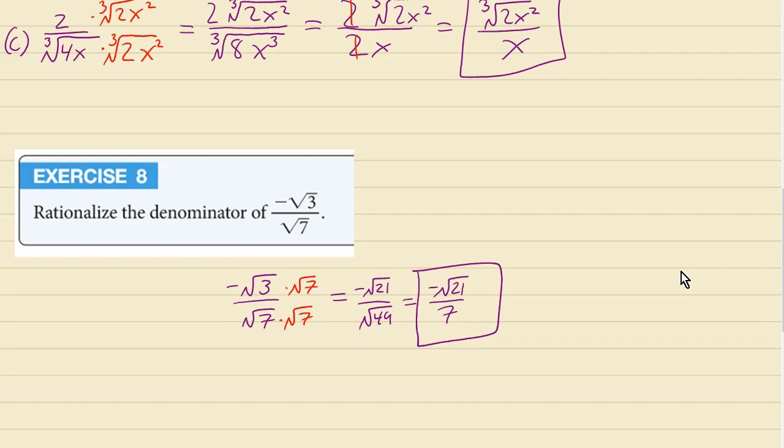There's what I got, the square root of 21 over 7. Negative square root of 21 over 7. Hopefully you got that too.